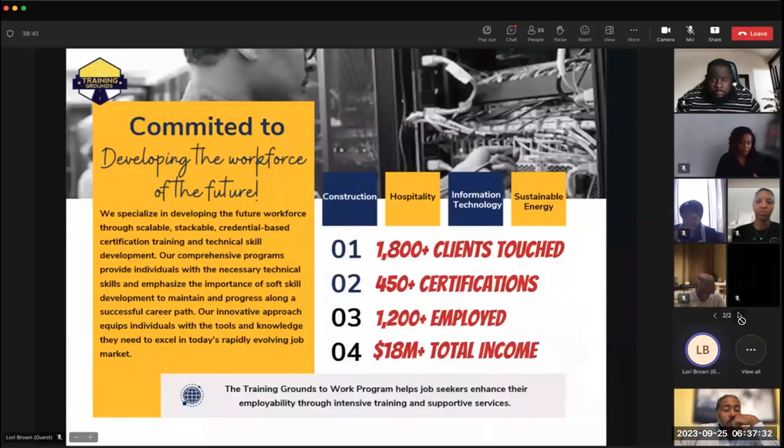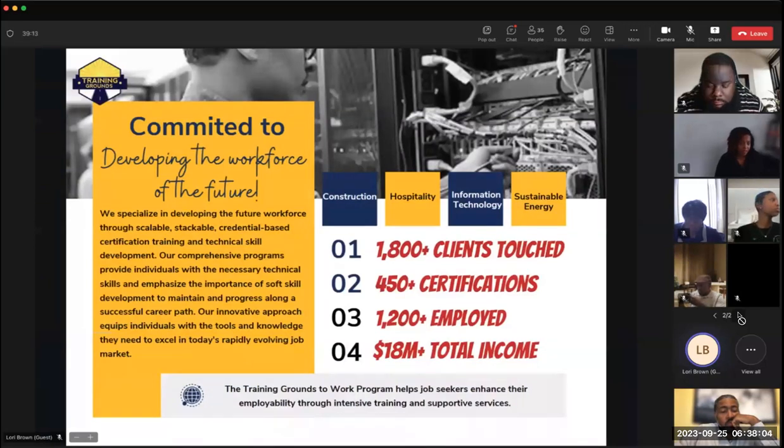So over the past 19 years, we have remained committed to developing the workforce of the future. While youth and community engagement are areas that we concentrate in, our workforce development efforts are an area that we focus a lot of energy and attention on.